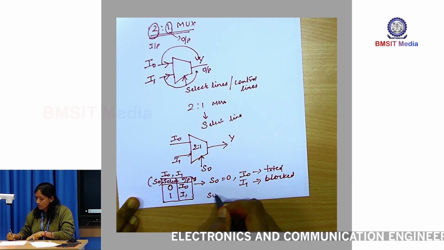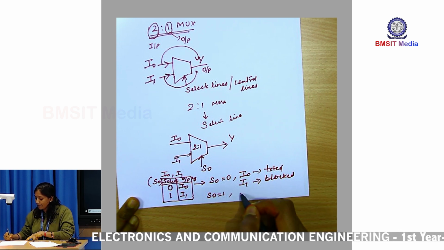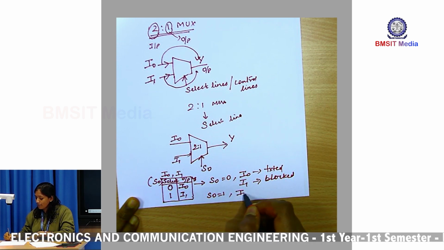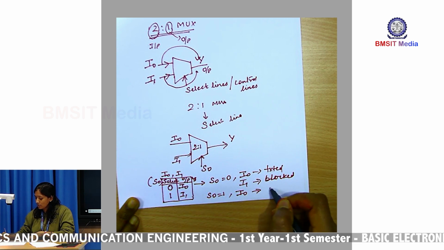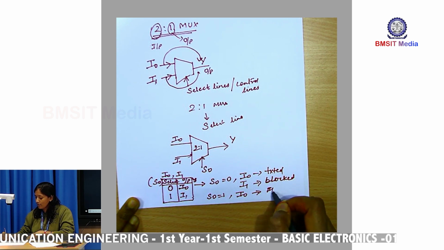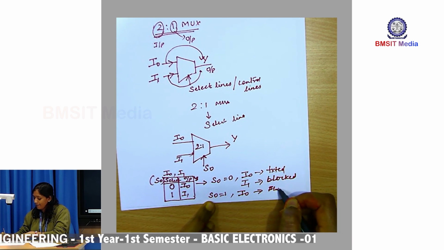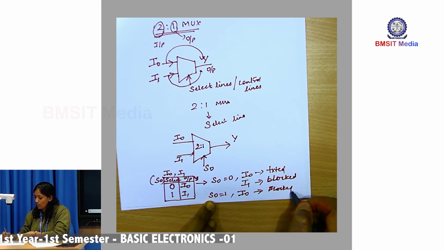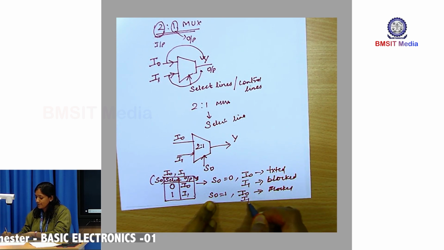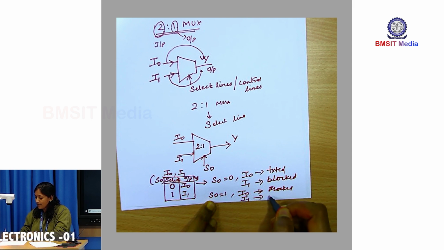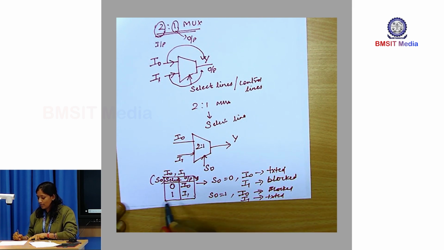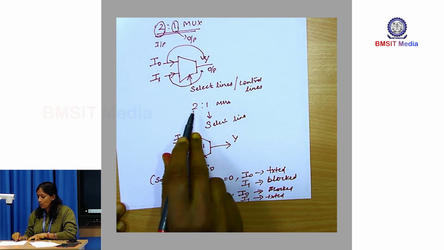Similarly, when S0 is equal to 1, block the information I0. Whatever the information on I0, please block the data, because S0 is equal to 1, and whatever information is there on the I1 line, transmit that information without any disturbance. So, this is the truth table for your 2:1 mux.